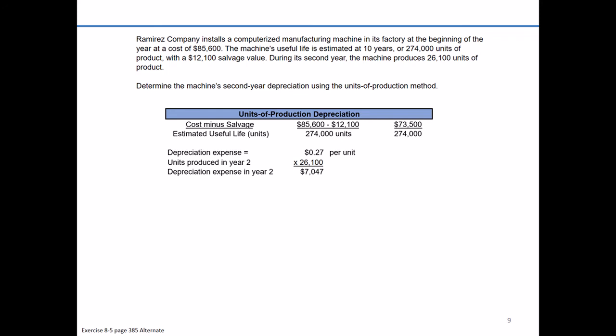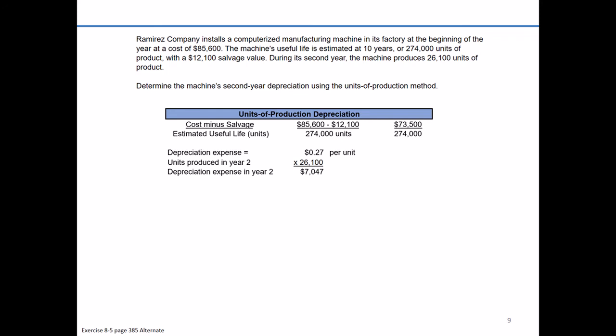In that case, straight line isn't going to produce the most accurate matching of expense against the benefits that that vehicle brings to you. In that case, you're probably going to want to use units of production because that is more accurately going to record depreciation according to your actual usage. So again, units of production is typically more accurate than straight line, but it's going to be less frequently used.